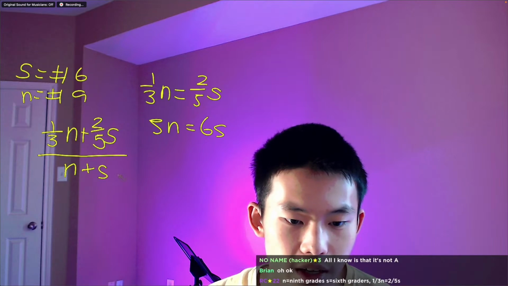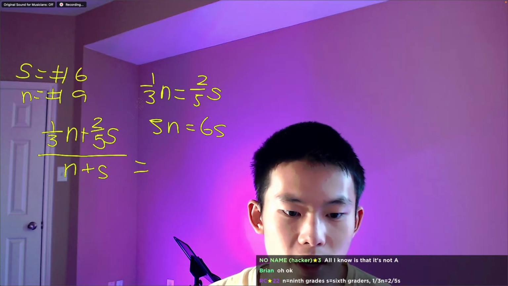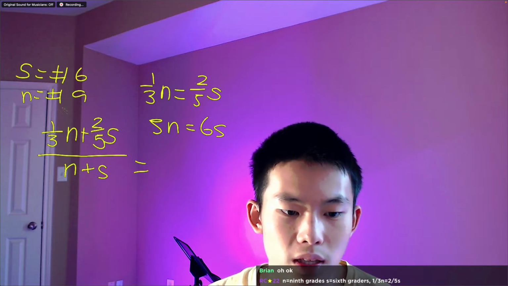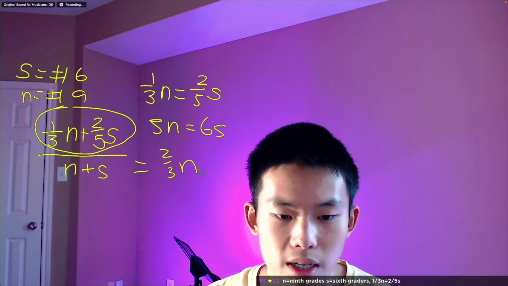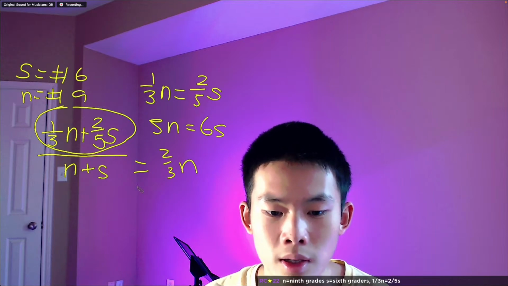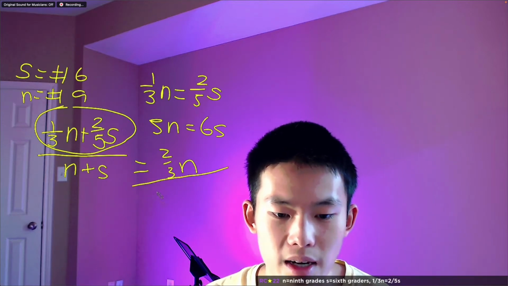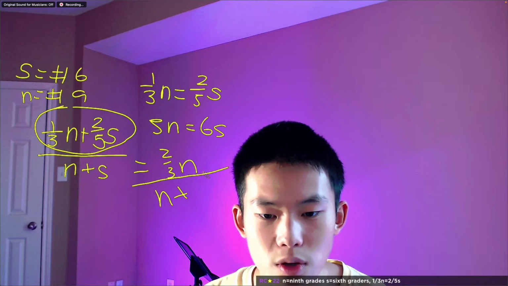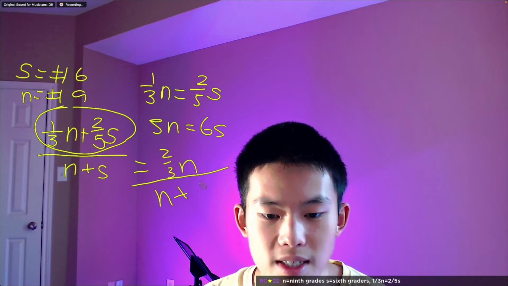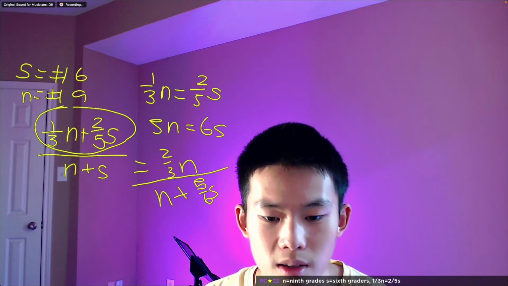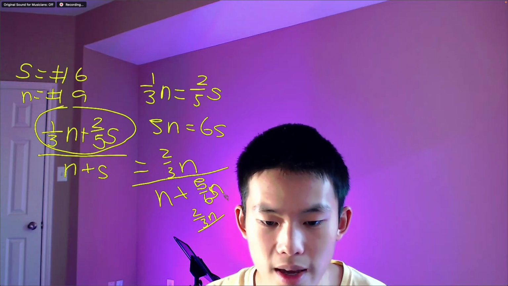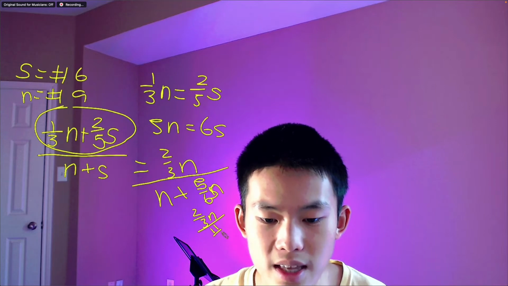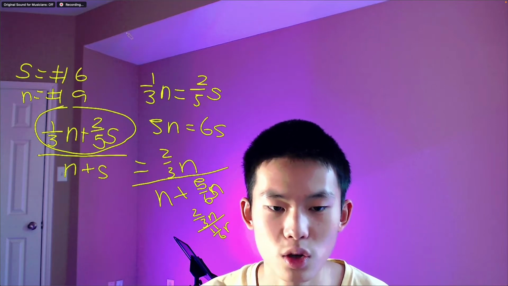However, we can see here that 1/3 N equals 2/5 S. So the numerator rewrites as 2/3 N because we can just write in terms of one variable. And the denominator is N plus S. But S is also equal to 5/6 N just by simplifying. So we end up getting that 2/3 N divided by 11/6 N is the total fraction.